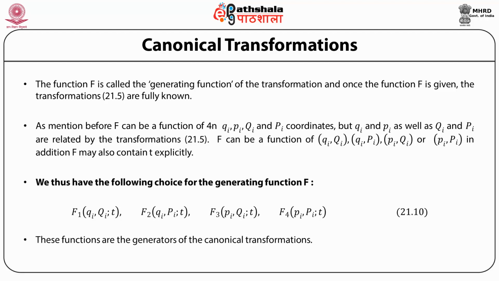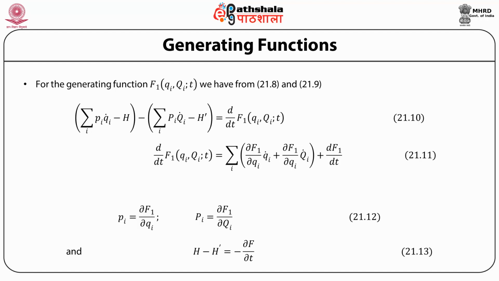Thus, for the generating function, we have a choice of 4 different functions, as I mentioned earlier, as given in equation 2110. So for the generating function F1, which is a function of the old and the new coordinates and the time t, we have sigma pi qi dot minus H, minus the same quantity expressed in terms of the new coordinates, namely sigma Pi Qi dot minus H prime, is equal to the total derivative of this F1, which is now a function of the old and the new coordinates alone and the time t.